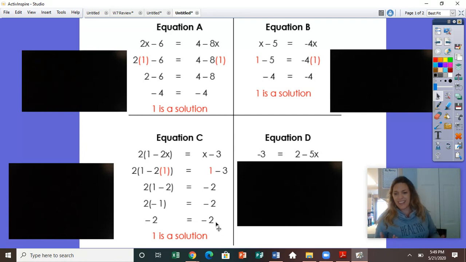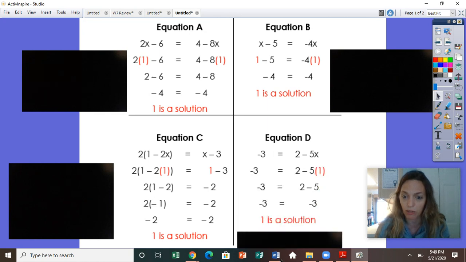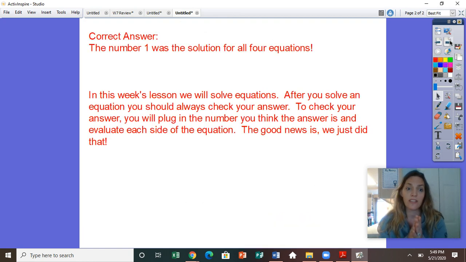Now, so far we haven't seen this, but if you got one side to equal 1 and the other side it equaled something that wasn't 1, then you know it's actually not a solution. Because equations, that's the whole reason we use the equal sign. The two sides are supposed to be equal. All right, finally, equation D, when we go look at it, both sides would equal negative 3, so 1 is the solution. So in conclusion, the correct answer was that the number 1 was the solution for all 4 equations. Every one of them it was a solution for.